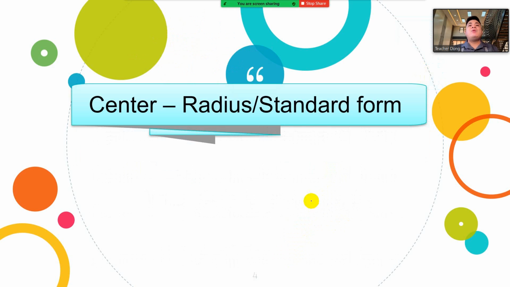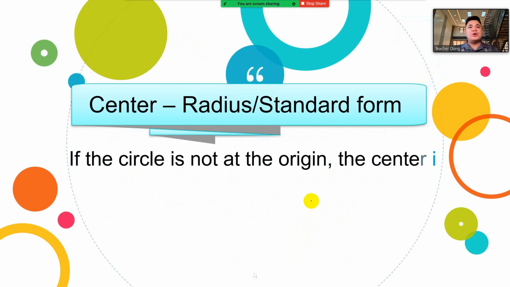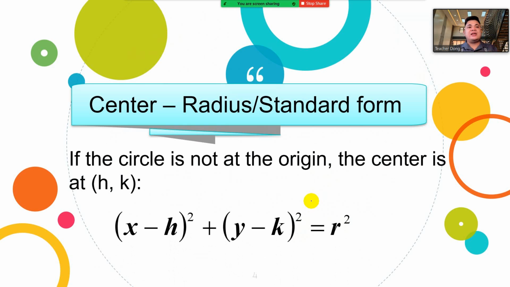Let's proceed. How about the standard form? The standard form, or the center-radius form, goes like this. If the circle is not at the origin and the center is at (h, k), it means that the center of the circle is at any point on the coordinate plane. So it's not at the origin. We're going to use the equation (x minus h) squared plus (y minus k) squared equals r squared, wherein h and k are the coordinates of its center.